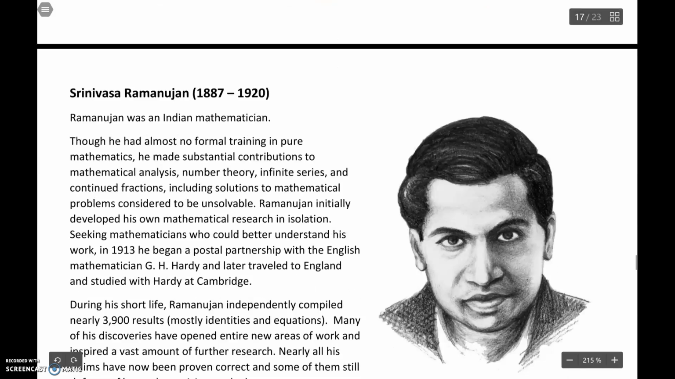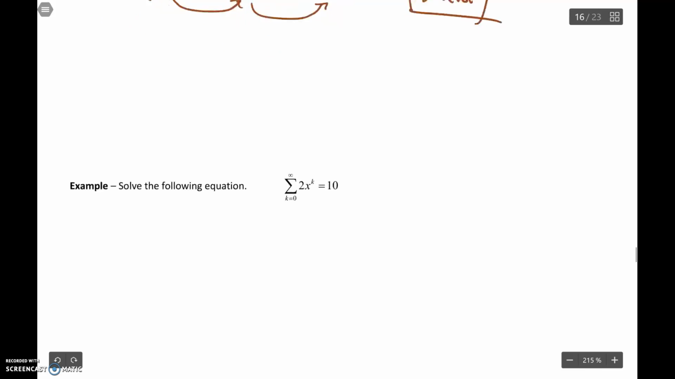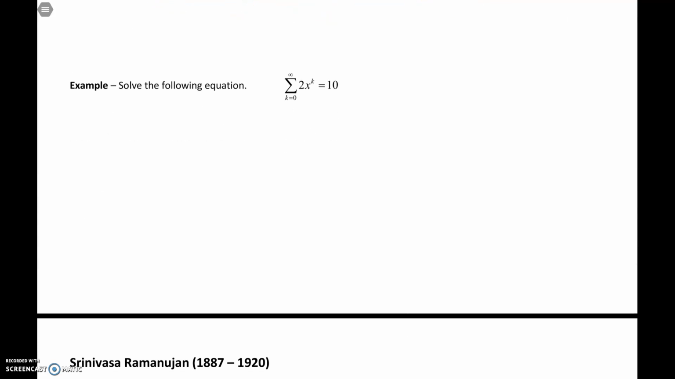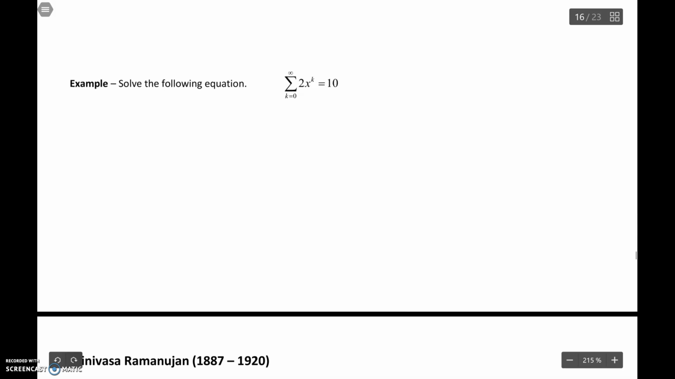Let's get this last example in, so that I wouldn't have too much that I missed in the lecture. Solve the following equation. So we got a sum here. We got a variable as the base of an exponential function, which is my summation, and it's equal to some number. All right, so let's write this out. Anytime you see the summation notation, write out the first few terms. So when k is 0, this is 2 times x to the 0, plus 2 times x to the 1, plus 2 times x to the second, plus 2 times x to the third, on and on forever to infinity.